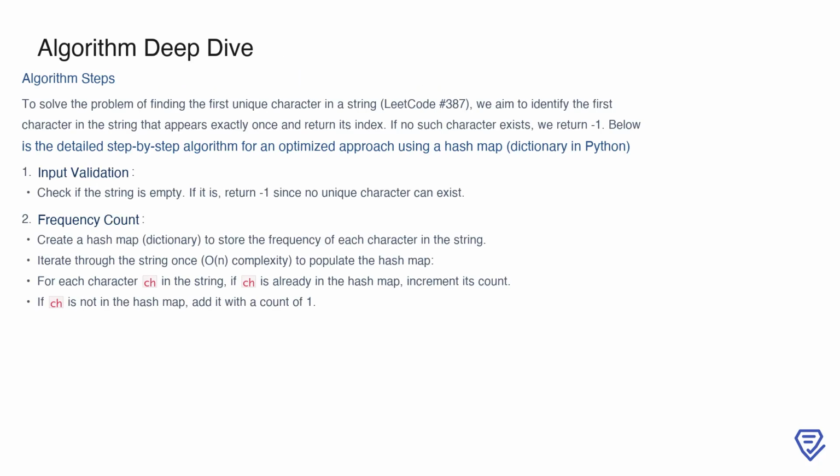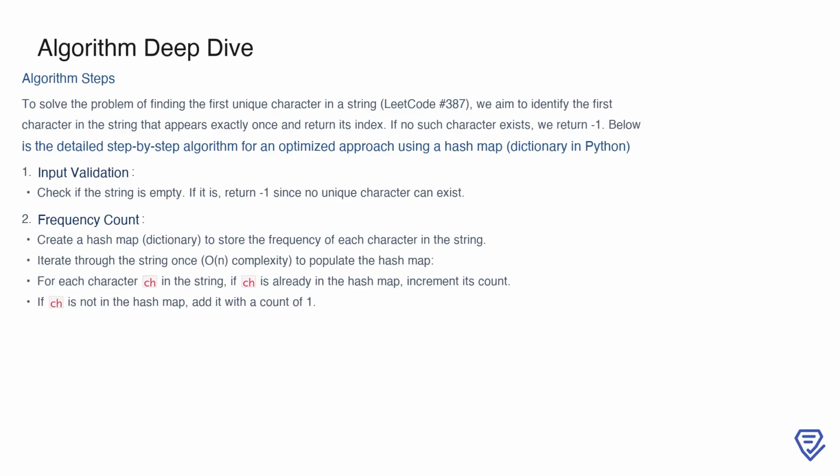To solve the problem of finding the first unique character in a string, we start by understanding the goal: identify the first character in the string that appears exactly once and return its index. If no such character exists, the algorithm should return -1. The first step is input validation. If the string is empty, there's no unique character to find, so we immediately return -1.